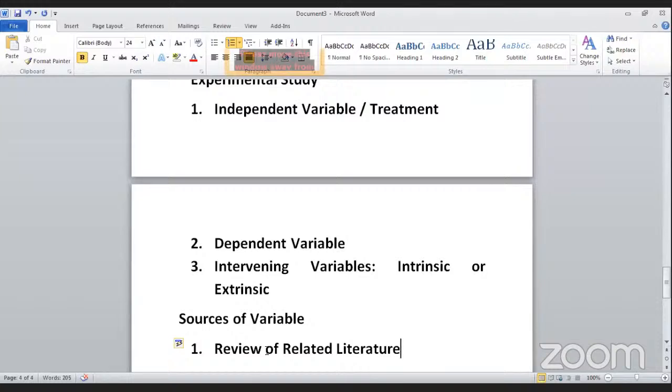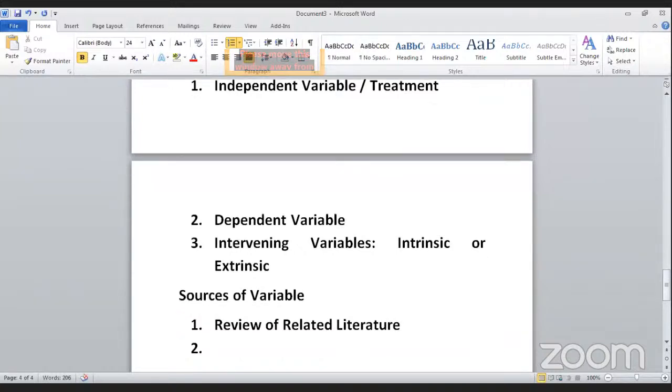So this is one source which will help you right from your first step, and the same will help you in formulating the hypothesis. So this is the source of variable, and this will be your base for formulating the hypothesis.